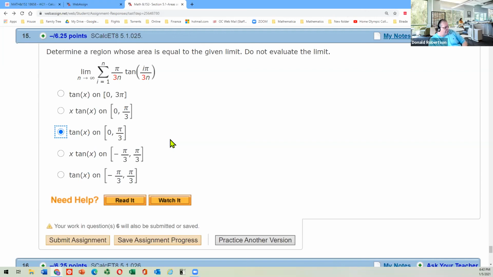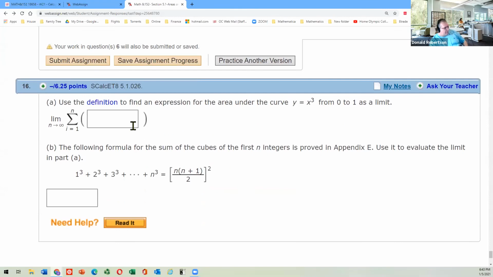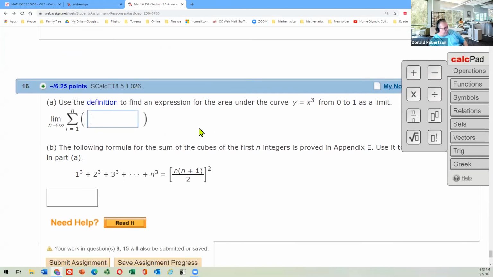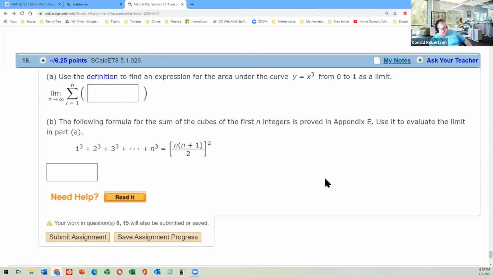That's a darn sneaky question. That guy there is something we haven't done yet, so I am going to make this the last question for today. We are going to find the exact value for y equals x cubed, x going from 0 to 1.